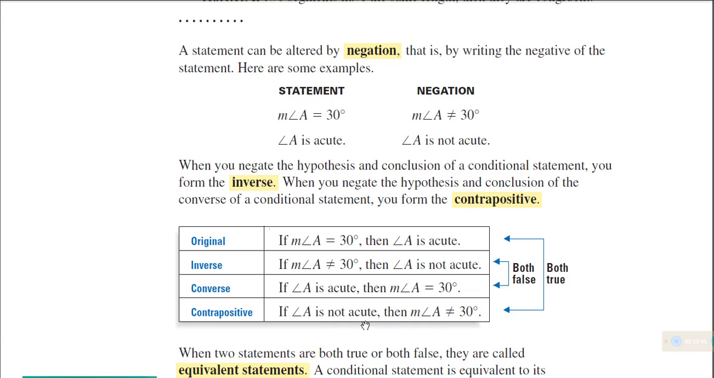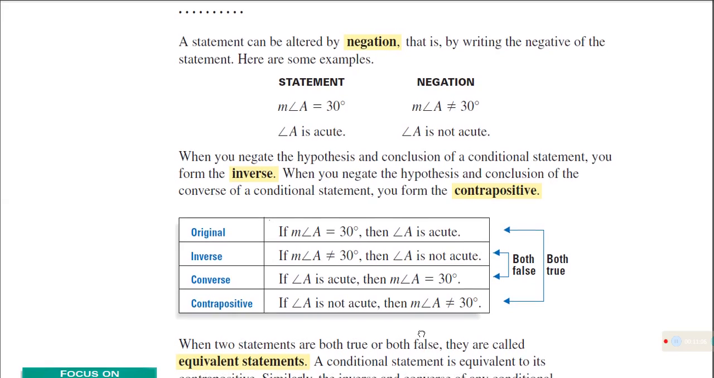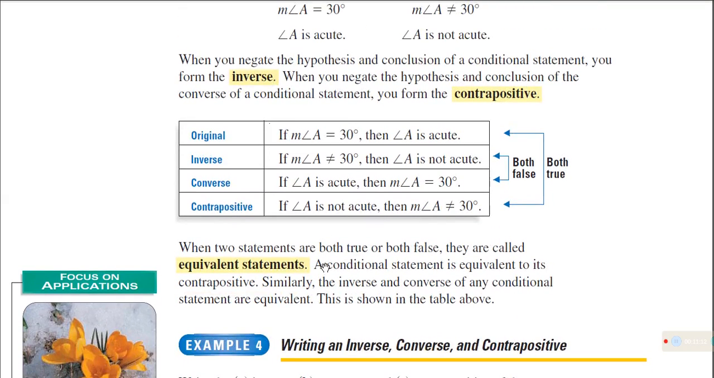Contrapositive. If angle A is not acute, then measurement of angle A is not equal to 30. Yan. Totoo ba to? Yes, this is true. So, totoo siya. Okay? Meron ka bang mahahanap na hindi acute na ang measurement ay 30? Wala, di ba? Lahat ng 30, acute sila.